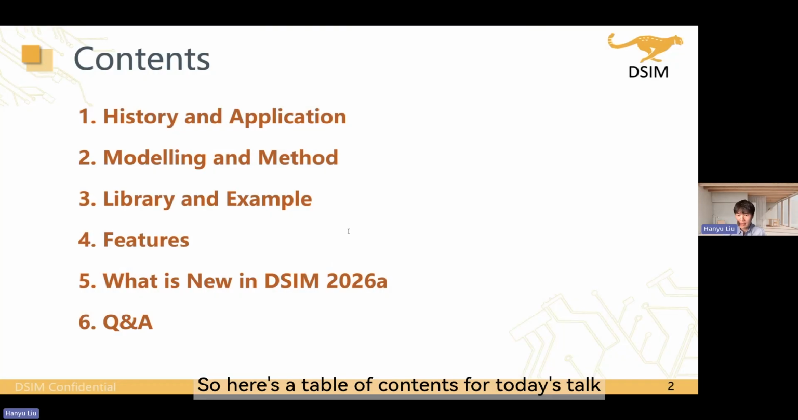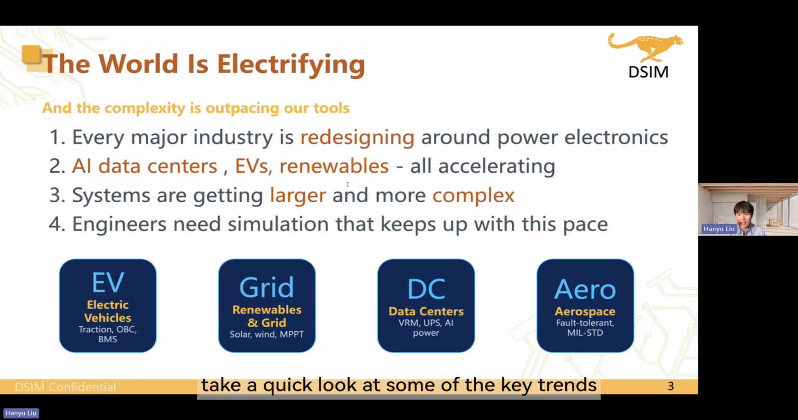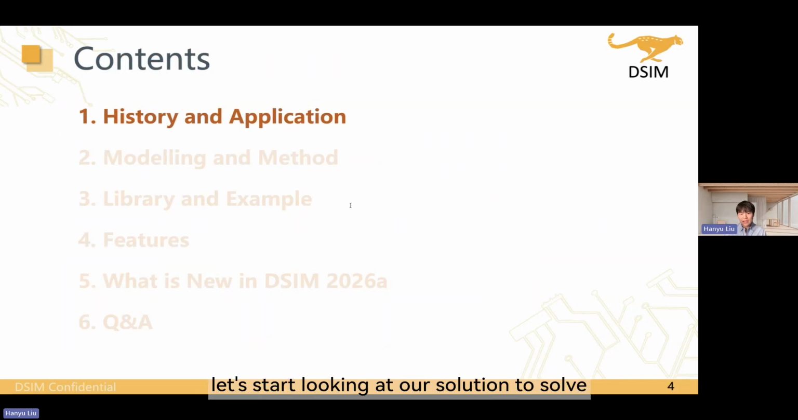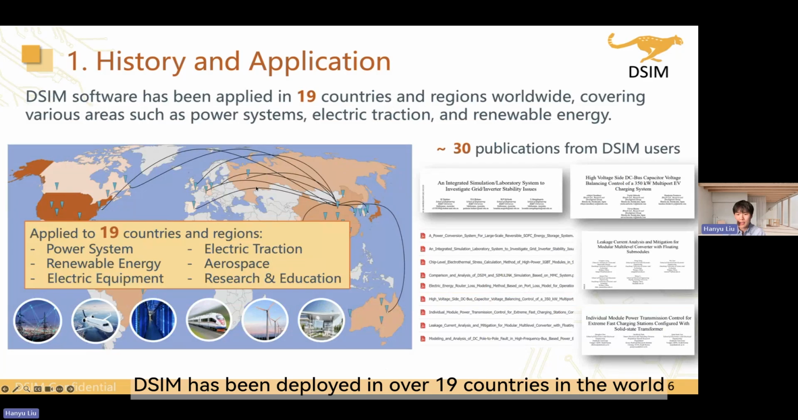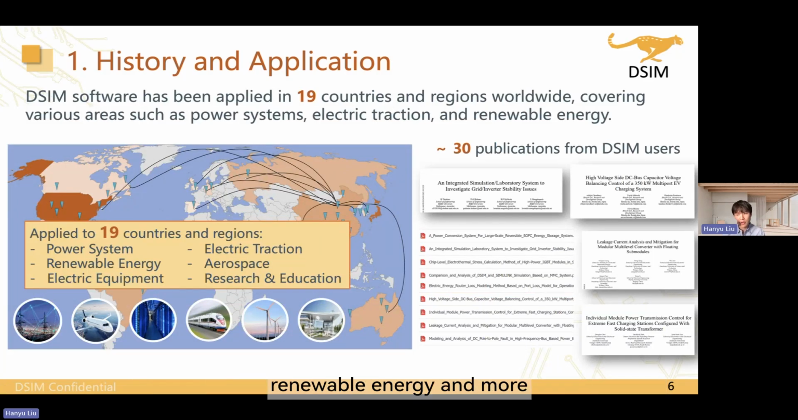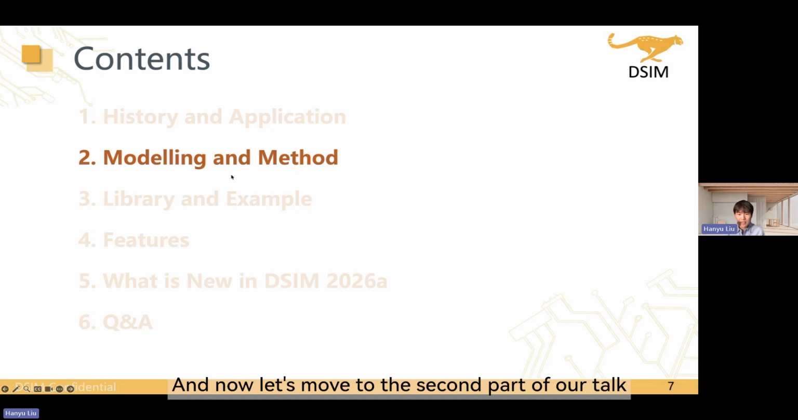So here's the table of contents for today's talk. Let's first take a quick look at some of the key trends shaping power electronics today. With that being said, let's start looking at our solution to solve large and complex problems in power electronics simulations. And in addition, DSIM has been deployed in over 19 countries in the world, covering power systems, electric traction, renewable energy, and more. And now let's move on to the second part of our talk.